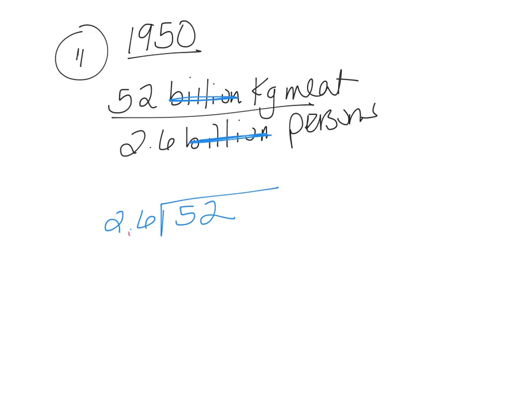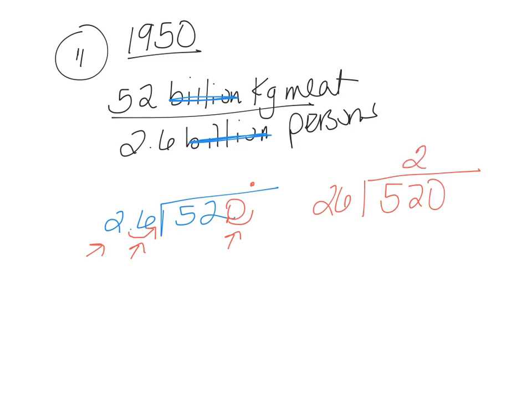Since we have a decimal point over here, we've got to get rid of it on that side. We don't want it over here. That's the bad side for a decimal point. So I'm going to take the decimal here, and I'm going to move it over also. So I moved it over once here, I've got to move it over once here. Fill in with a 0. Bring the decimal point up. So my real problem now is 26 going into 520. And it goes in nice and evenly. 26 times 2 is 52. And so I'm going to fill in this last one with a 0, and it's really 20 kilograms of meat per person. And that's 20 kilograms of meat per person.